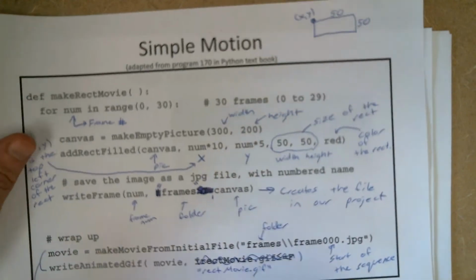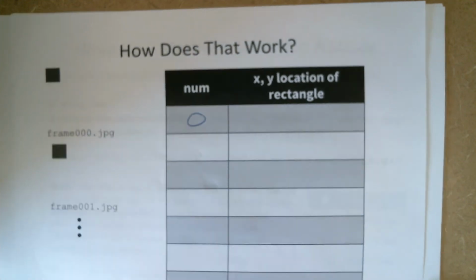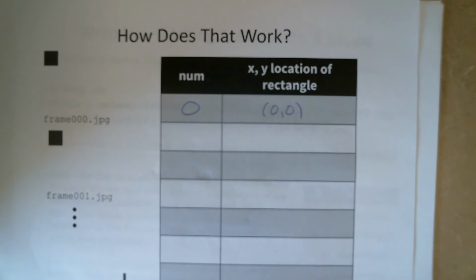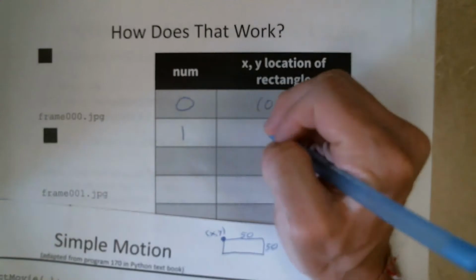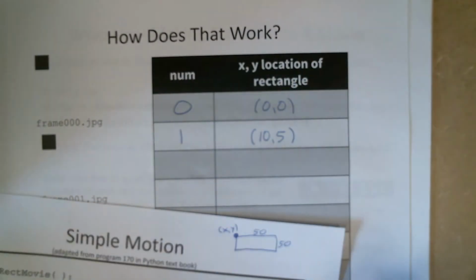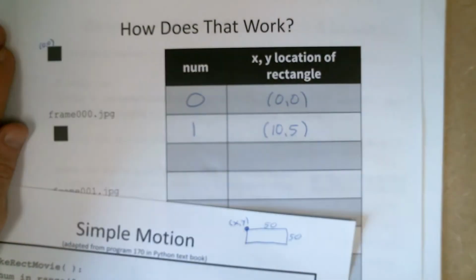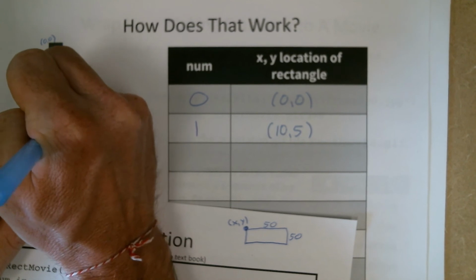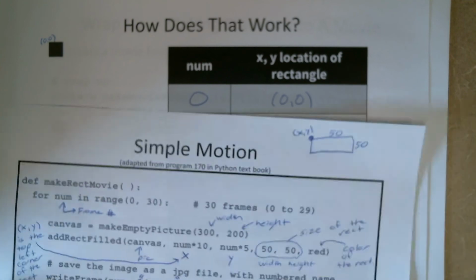All right, so we have our loop. It starts at 0. So the very first time, num is 0, which means the location where we draw our rectangle is also going to be 0, 0. Then num goes up to 1, so the location we draw our rectangle at is going to be 10, 5. Remember, the top left corner of your screen is 0, 0. Then we start moving it, and the x is moving further than the y. So this is now 10, 5. It's moved over and down from its starting position, and then it just keeps going there.